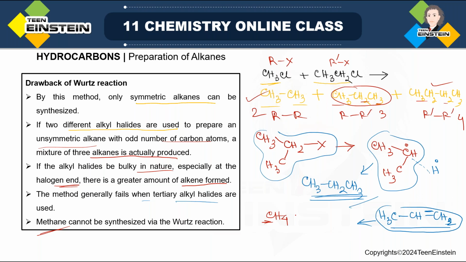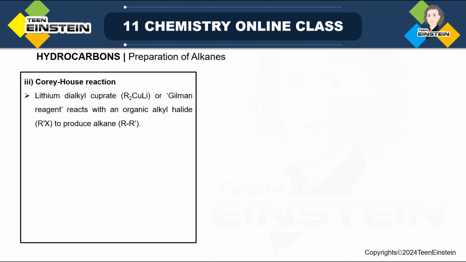So that is why methane you cannot make by Wood's reaction. Fine. Now these drawbacks of Wood's reaction can be overcome; there is an alternative method for it. And that method is Corey-House method. So in Corey-House method, what is the difference?